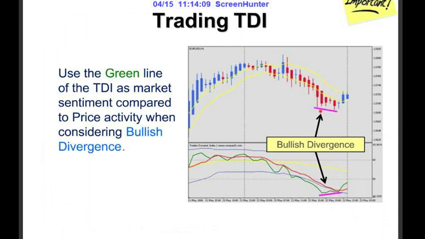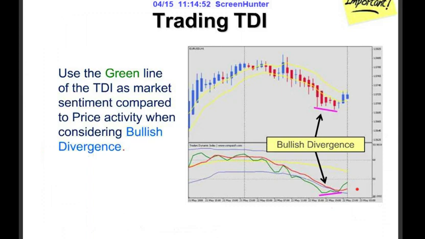And so literally using Steve's method here, we're going to be looking to get into that trade somewhere in this area right here. As it pushes off of that low point right here, and we have divergence. I think there were some comments in the Orlando training of one person who does this every day in the U.S. session, just trading out of the red box looking for divergence, one of her aspects. And she talked about looking at the TDI and looking for divergence of the TDI compared to price action. So you want to use that green line to determine that. So use the green line of the TDI as a market sentiment compared to price activity when considering bullish divergence. So we have it right there, bullish divergence.